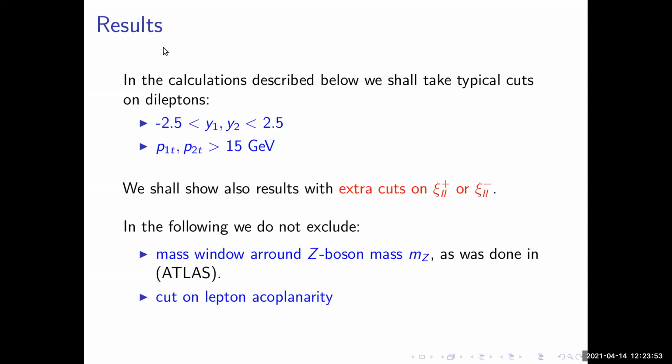So our results, I will go slowly to results. We are using more or less kinematical cuts. These are transverse momenta for leptons and rapidity range. We also use experimental cuts on Xi plus or Xi minus. However, we do not include the exclusion window for the Z boson, as was done in the experiment, and we also do not put cuts on lepton acoplanarity. We really want to demonstrate some effects. We don't want to make a direct comparison to the ATLAS measurement.